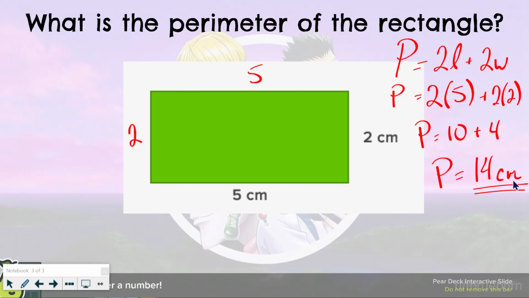I want to point out that the units here are just centimeters. It's just measuring the distance that goes around there. So if this is 2 centimeters, the entire distance is just still measured in centimeters. So it's 14 centimeters on that one.